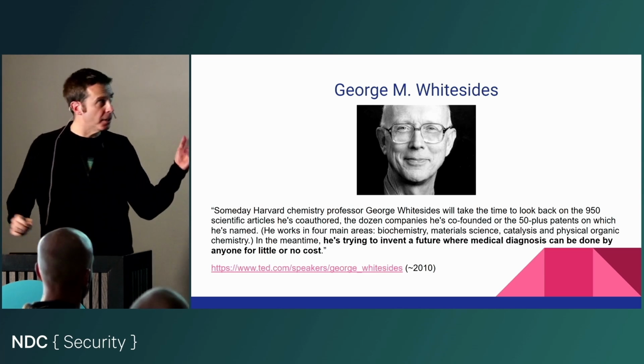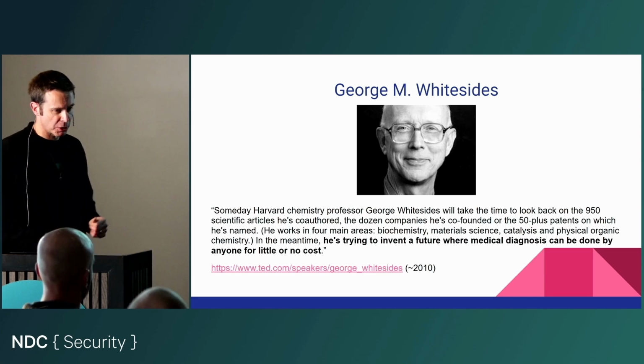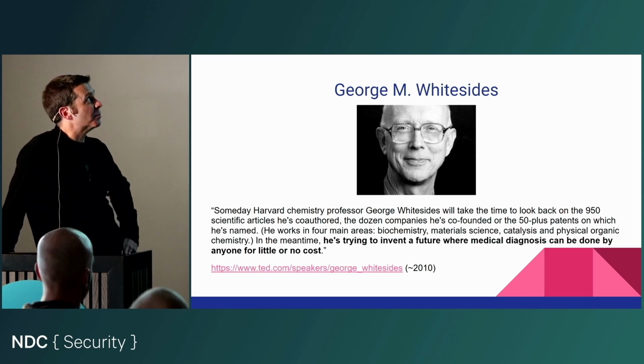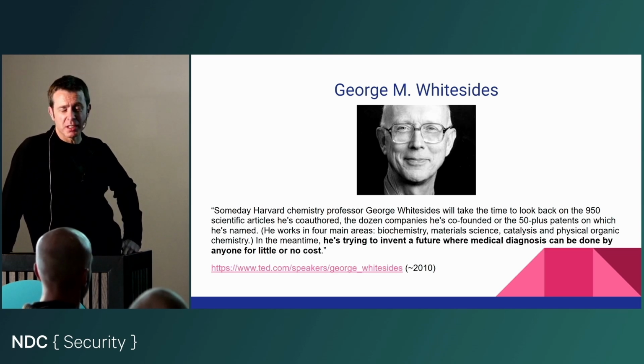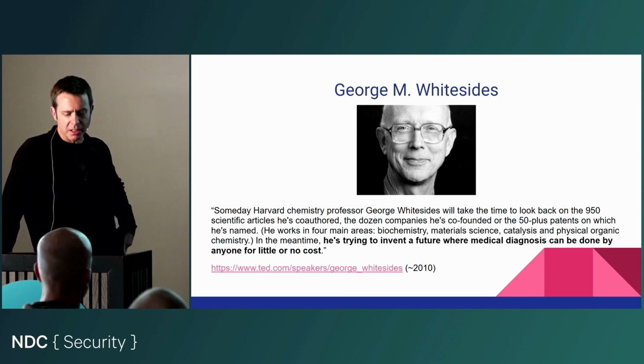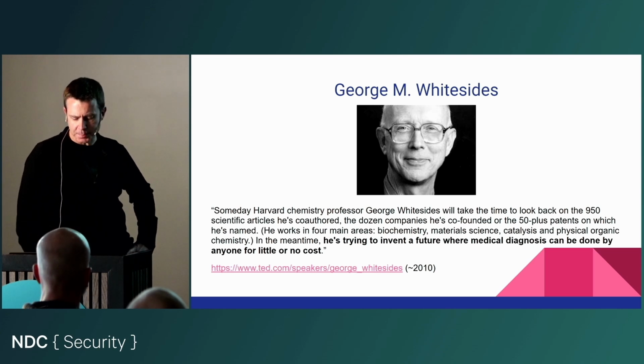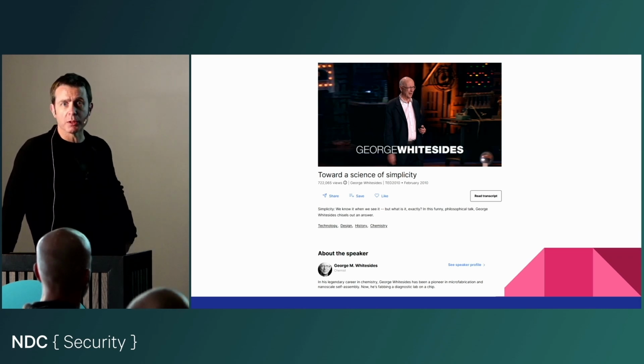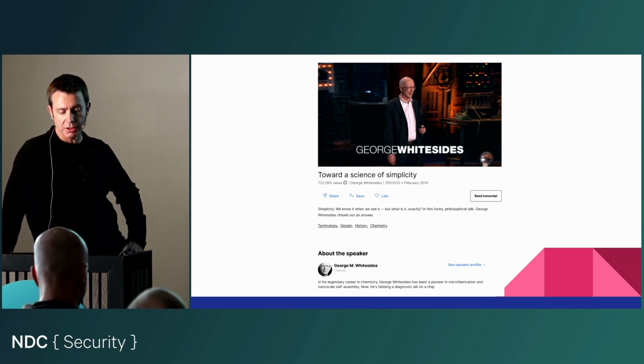That's when I came across this guy, George M. Whitesides. I'm going to call him the chemist. Google Scholar has him as something like 200 research papers. He's been quoted in other scientific papers like 500,000 times, 100,000 times in the last year. He seems like a pretty clever guy by any measure. And he did a TED Talk called Towards a Science of Simplicity, and I would encourage everyone to go and see the TED Talk. It's really interesting.